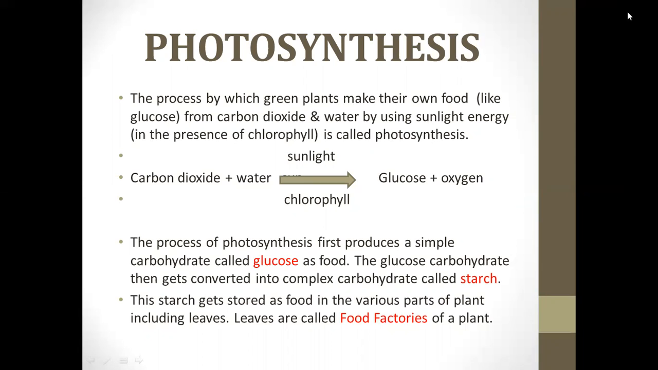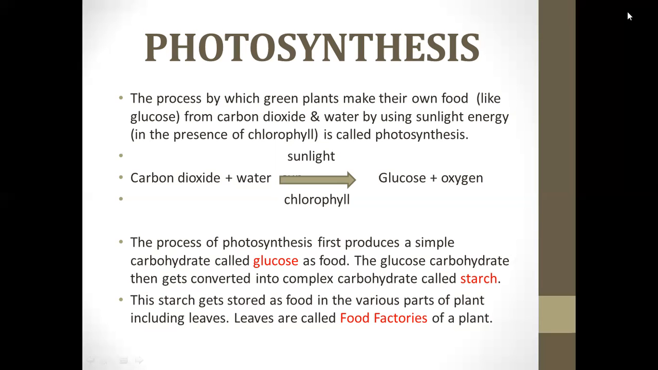और इस photosynthesis के process को we can represent it by a word equation as carbon dioxide which comes from air plus water which comes from soil in presence of sunlight and chlorophyll gives rise to glucose which is a carbohydrate and oxygen which goes into the air.